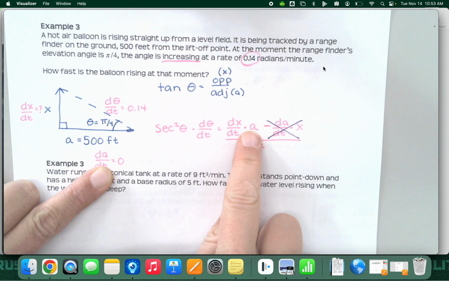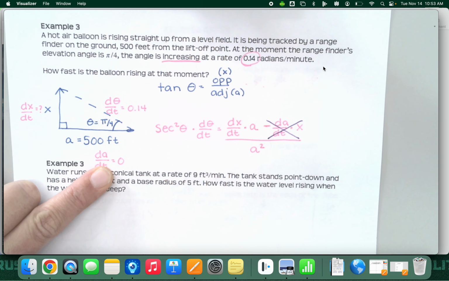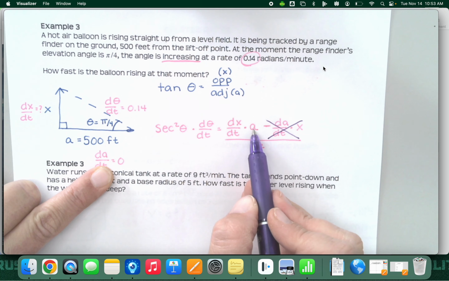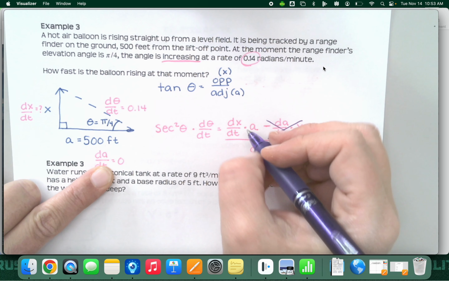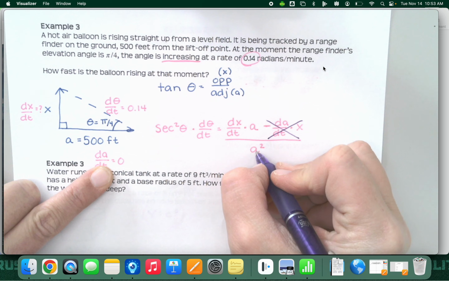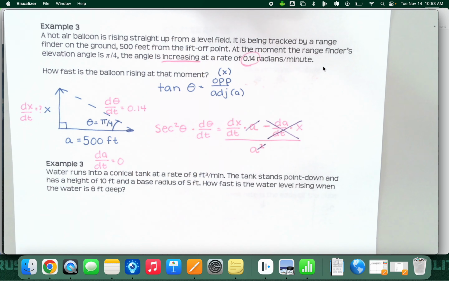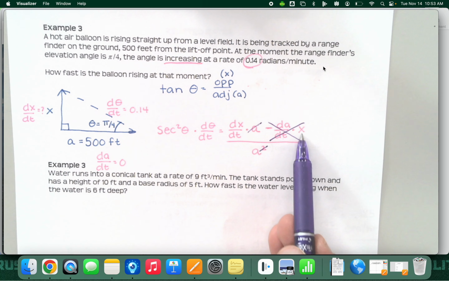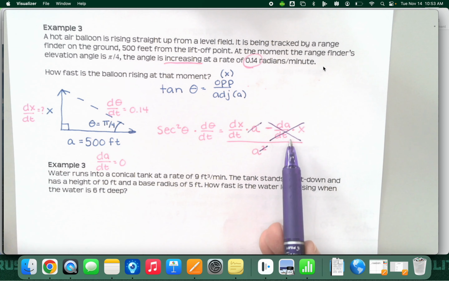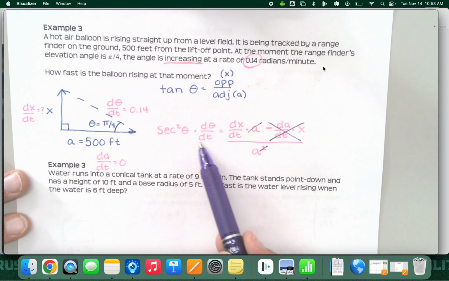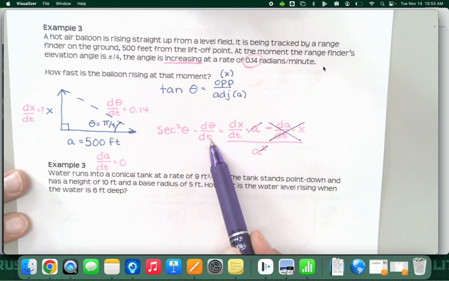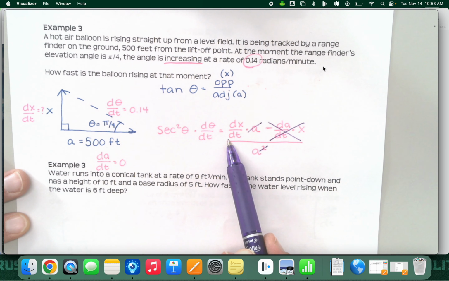And then also what's going to happen, and I'm doing all of this before I put variables in because I want to make sure I actually care about this stuff. The a and the a squared, I could cancel one of these a's with this a squared. So this a goes away, and then this guy goes away. Okay? So actually, if I cancel this out ahead of time, I don't need that x value. I don't need that length there. And so now I have secant squared theta, d theta dt, dx dt, and a.